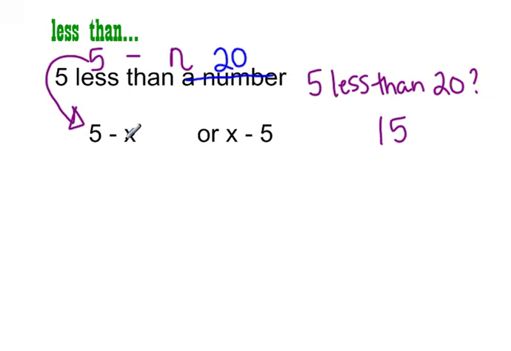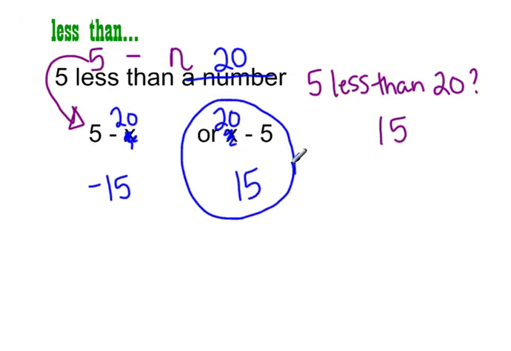So let me put a 20 here and a 20 here, and I want us to see which one of these actually works. This says 5 take away 20, which is actually negative 15. This says 20 take away 5, which is 15. This is the correct way to write this.